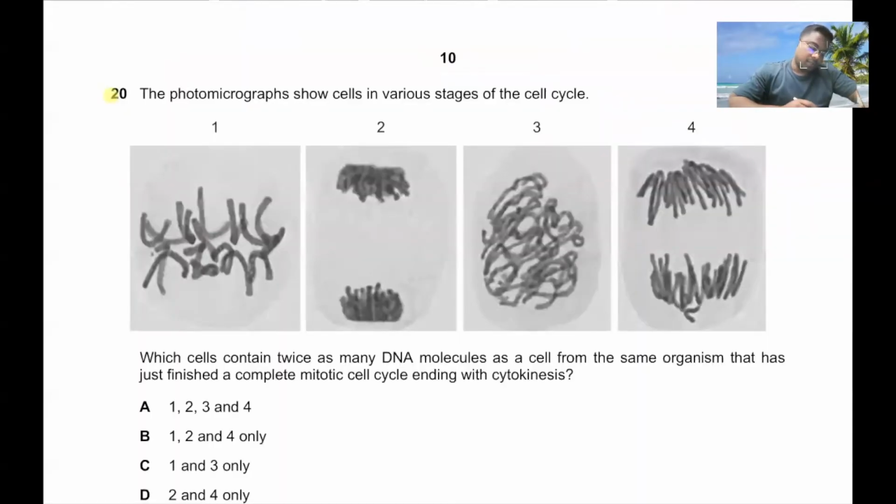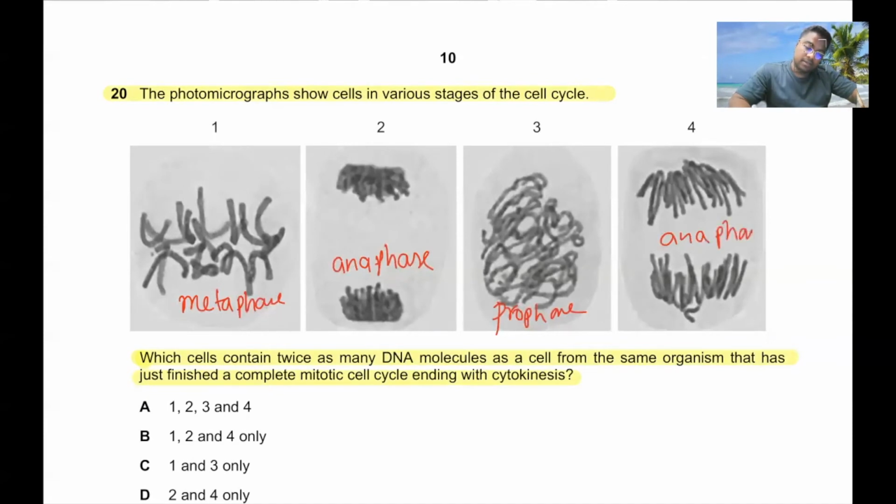Question number 20. The photomicrograph shows cells in various stages of the cell cycle. Which cell contains twice as many DNA molecules as the cell from the same organism that has just finished a complete mitotic cell cycle ending with cytokinesis? This is a cell at metaphase. This is a cell at anaphase, prophase, anaphase. So in all of these cells, there will be double the number of DNA molecules. 20A will be the correct answer.